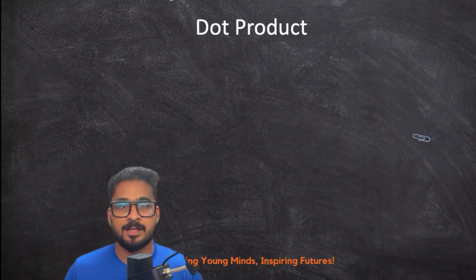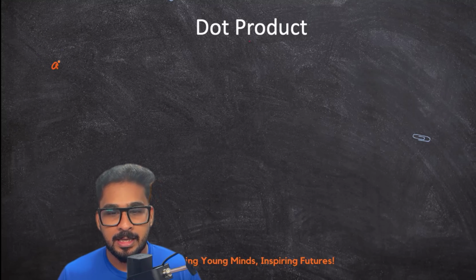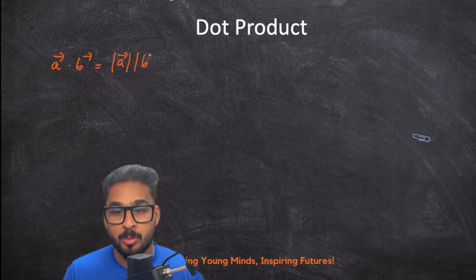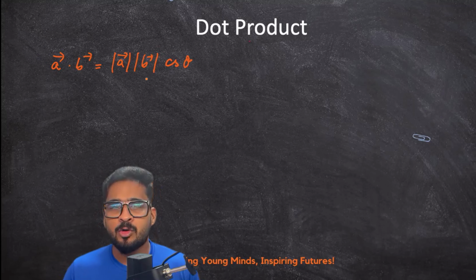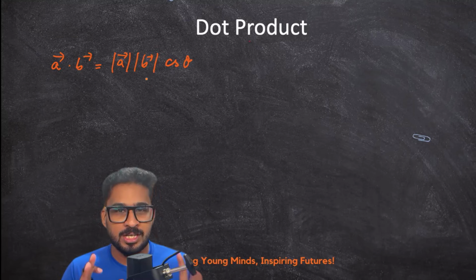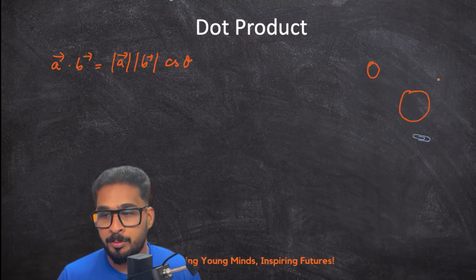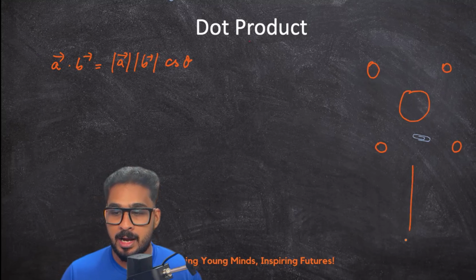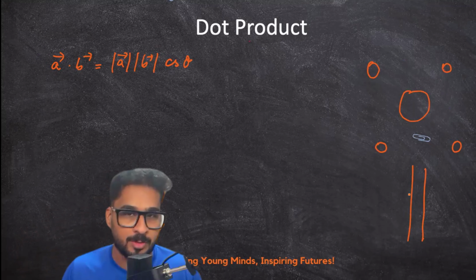Now let us understand the dot product of two vectors. Dot product of two vectors is defined as a bar dot b bar equal to modulus of a bar into modulus of b bar into cos theta, where theta is the angle between the two vectors. This basically denotes a concept called projection. Projection means if I take the Taj Mahal and view it from the top, it looks as if there are 5 circles like this and a lake like this. This is the top view projection of the Taj Mahal.